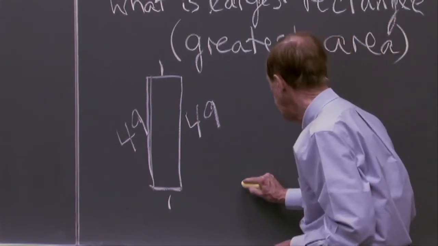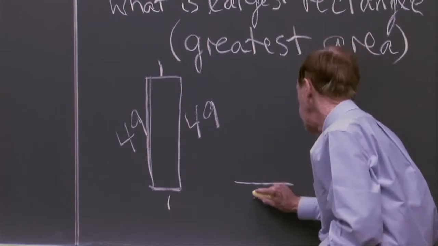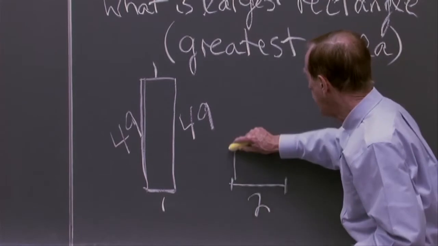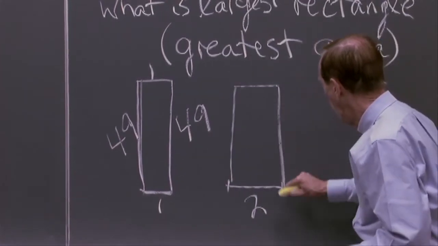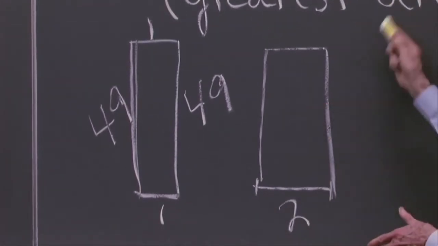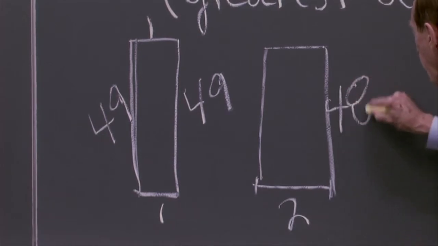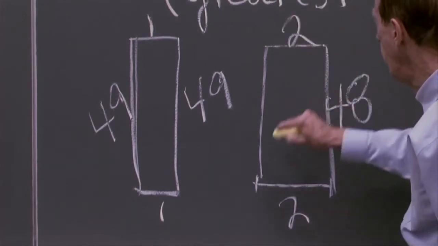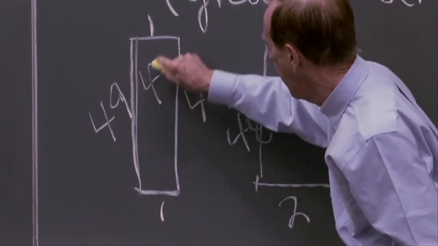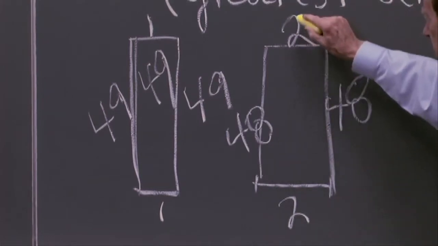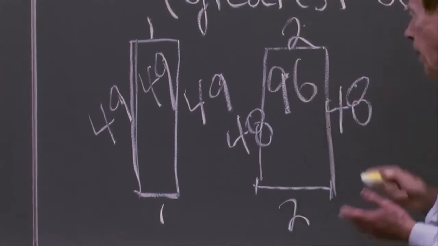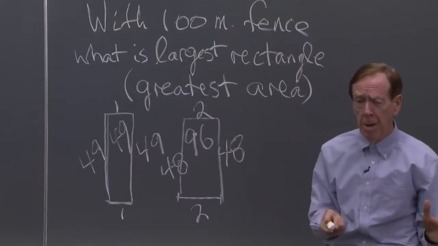Let me change to a second choice. Let me use 2. That one was too narrow. Let's make it a little wider, so it won't have as much height. What have I got for height now? If that's 2, I probably want 48 now. And this will be the 2, and this will be the 48. And what's the area now? This one had an area of 49, and now the area here is 2 times 48, 96. So that's better. But is it the best?